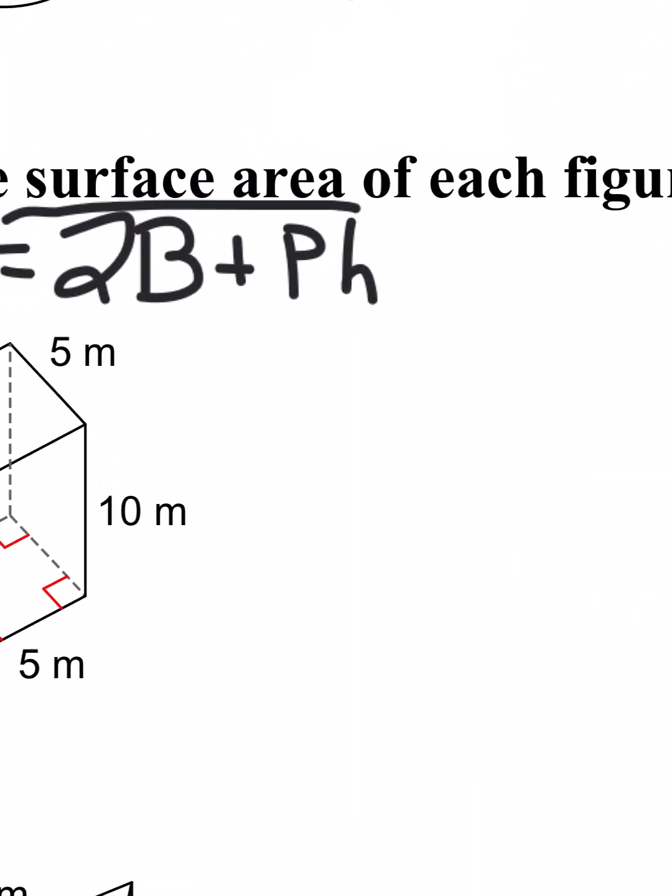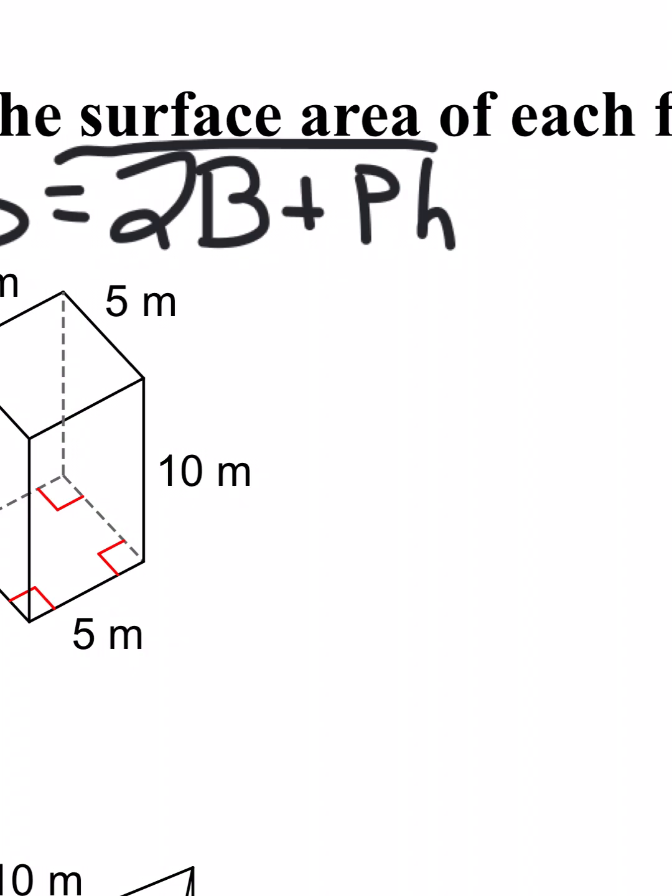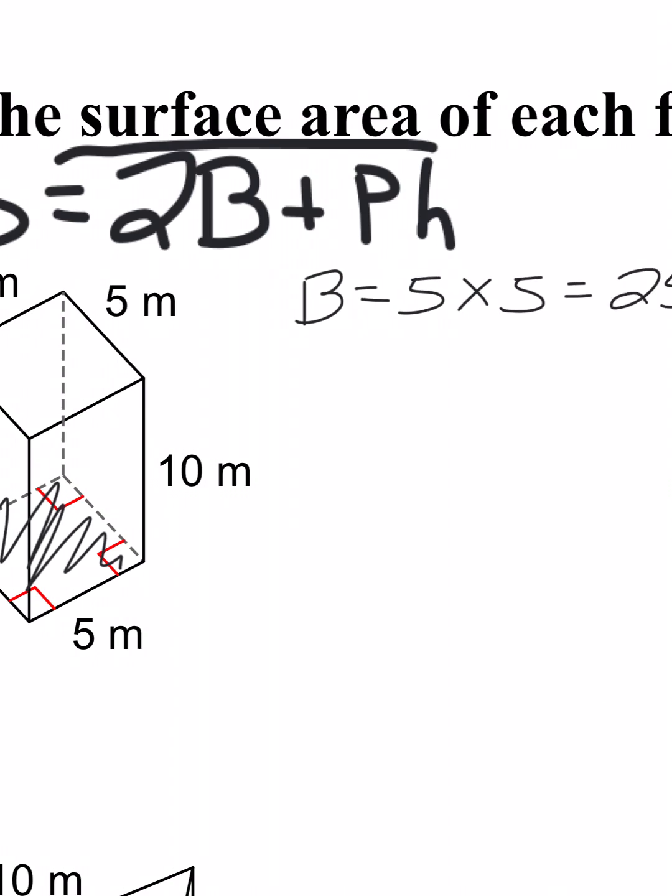Okay, so how do I find capital B? 5 times 5. Right, find that base shape. We want to find the area. 5 times 5, which is 25. How do I find P? What is P? Perimeter. How do I find it? Add up all the sides. What do we get? 20. And what is the height?